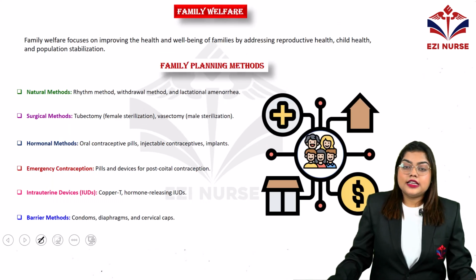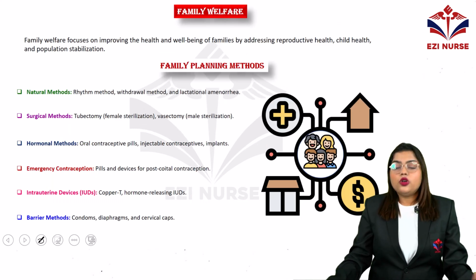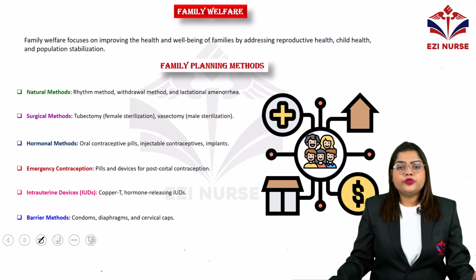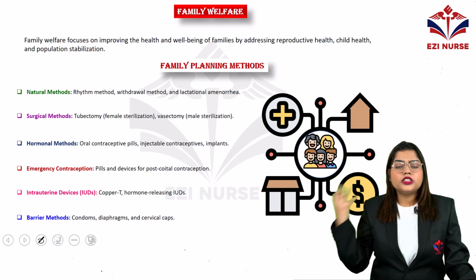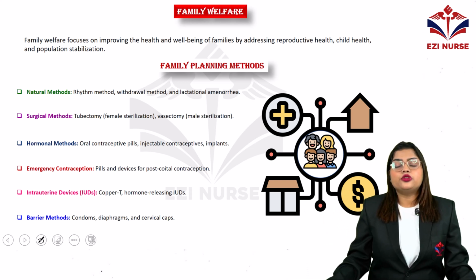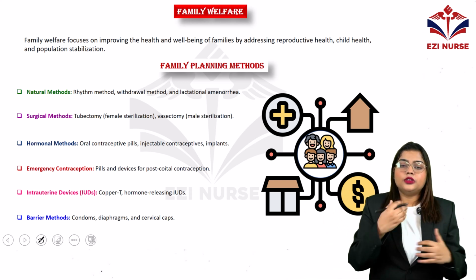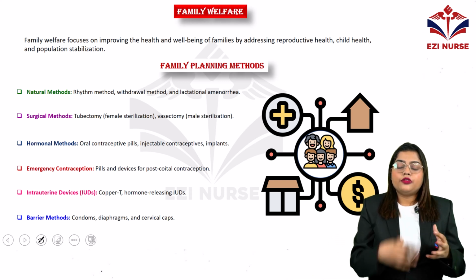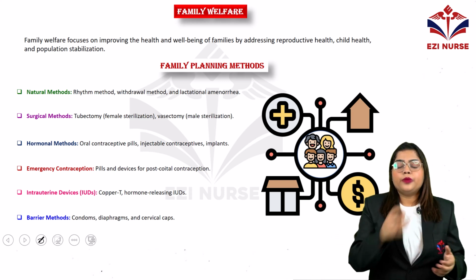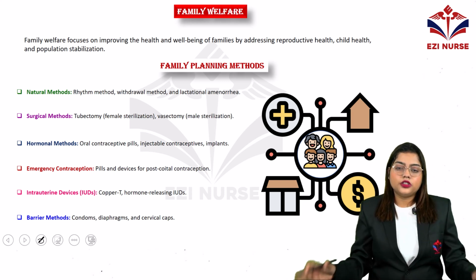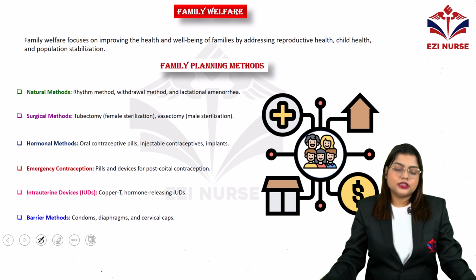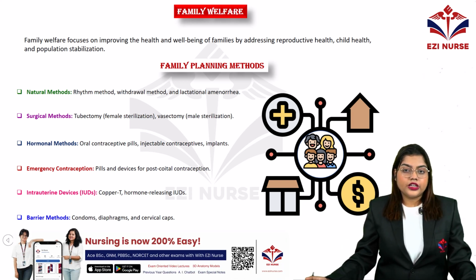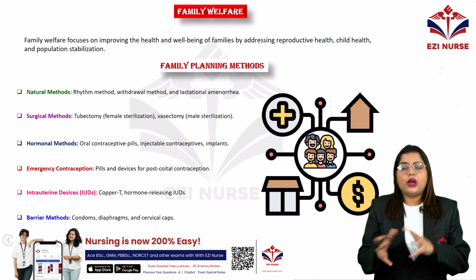So next is family welfare. To know family welfare, we have to know what is meant by family planning. As we know, day by day the population is increasing in India, so we should know about family planning. How many kids should we have in a family? After marriage, there should be a plan for giving birth to kids, and there should be a minimum gap of 3 years between two kids. So that is family planning.